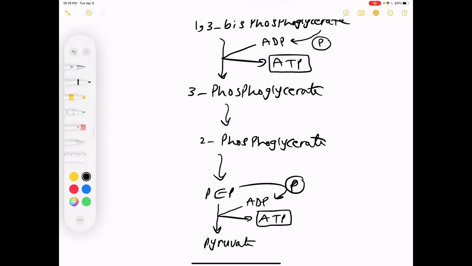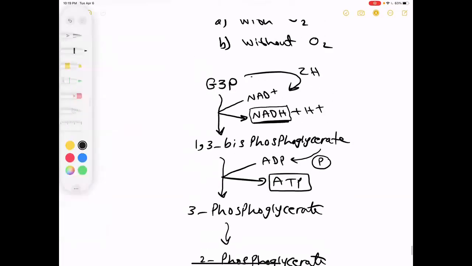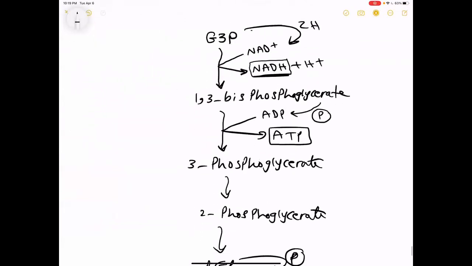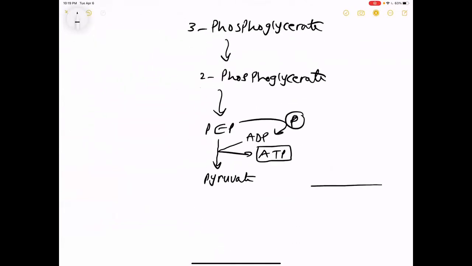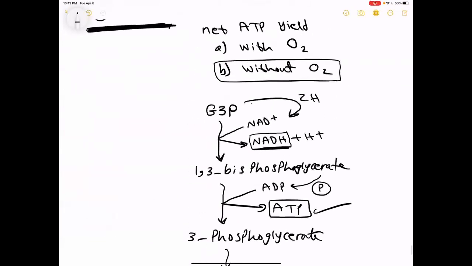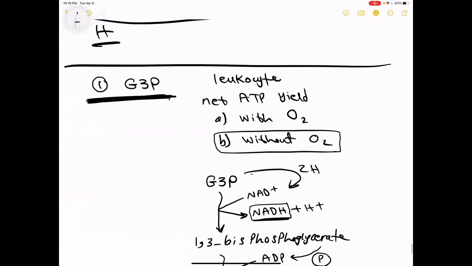So I can answer this question already. Look, when I said without oxygen, well, I can't do anything after this point without oxygen. I'm done. I can't proceed. So the answer is just 2 adenosine triphosphate. What 2? This one and this one. So that's the answer for this one, at least 2. What else do you want me to do? Nothing. Without oxygen.